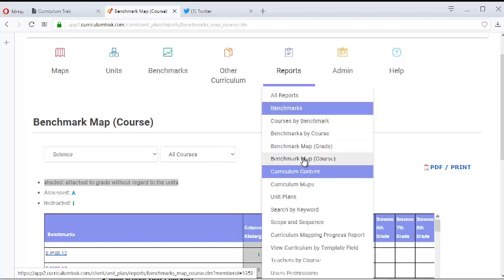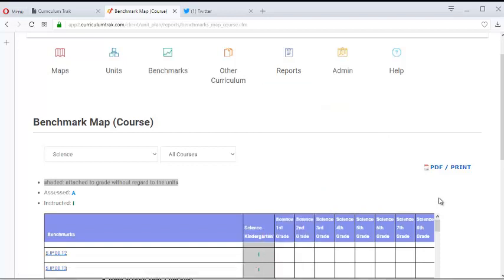An example of that might be maybe you have a class like physics and you have kids that are in 10th, 11th, and 12th grade all in that physics class. And yet you don't want it to show as if a benchmark is being covered by all 10th graders if it's only a few students that are actually in the physics class. Whereas here it would show physics and biology, physical science, and so forth.